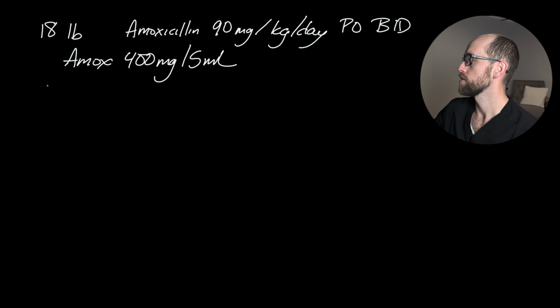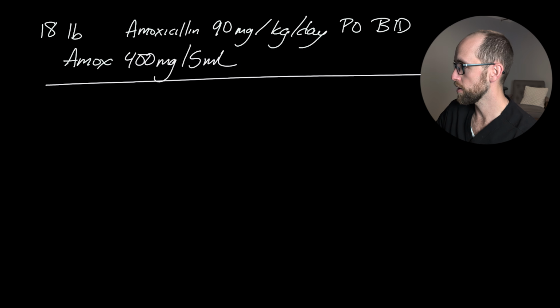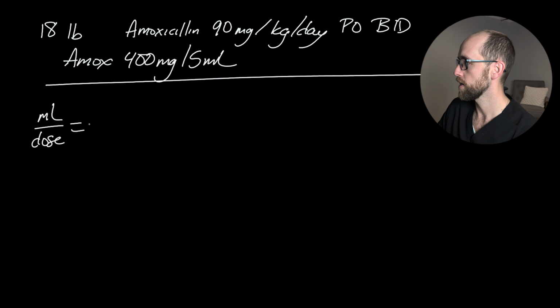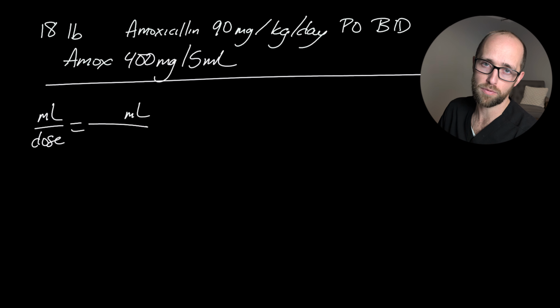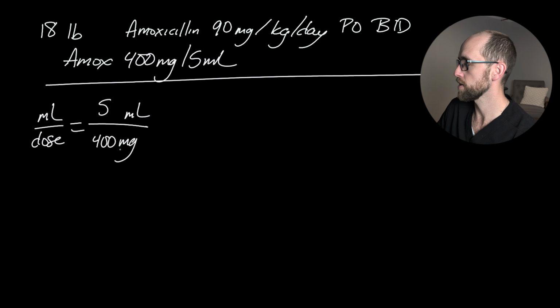So first thing in dimensional analysis is write down the units you are looking for, right? So I am looking for mLs per dose. Step 2, put that top unit on the first ratio on the top, right? So how can I put mLs up here? Well, I know I have 5 mLs per 400 milligrams. That's just the concentration. So 5 mLs per 400 milligrams of amoxicillin.